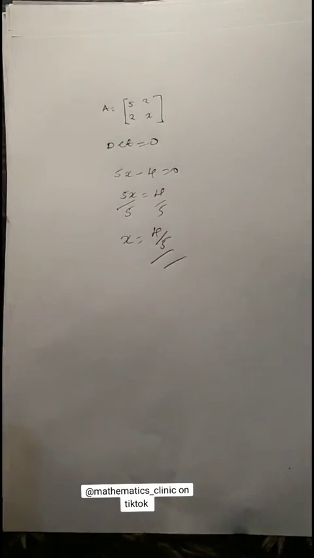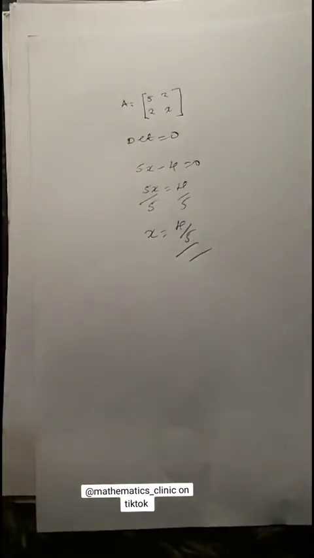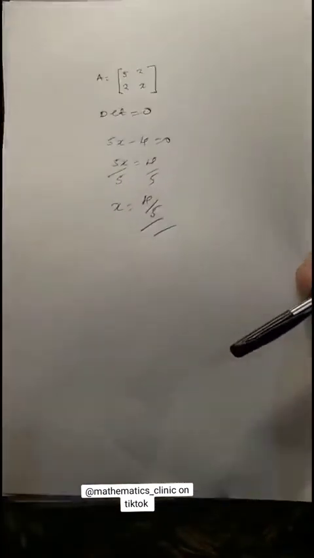That's how we find such a question. So we have managed to find the value of x, which is 4 over 5. The next question now is saying find the inverse of A if x is 1.